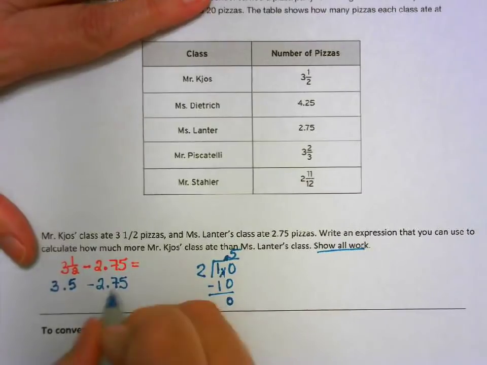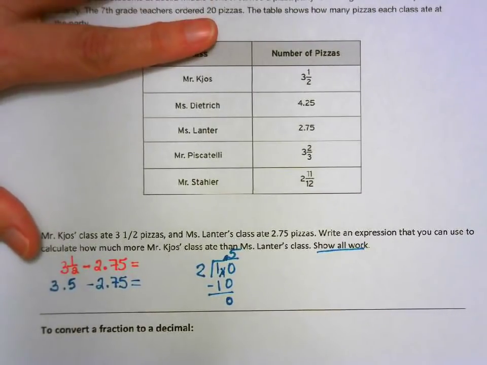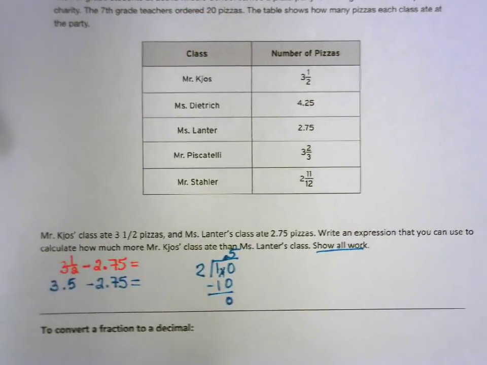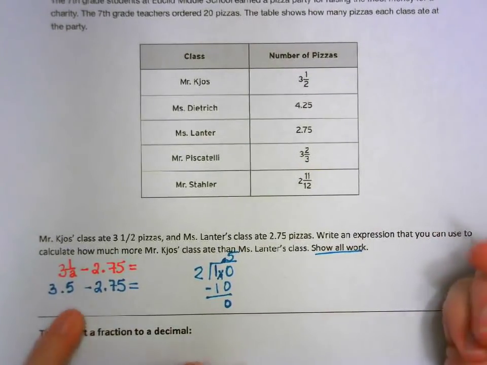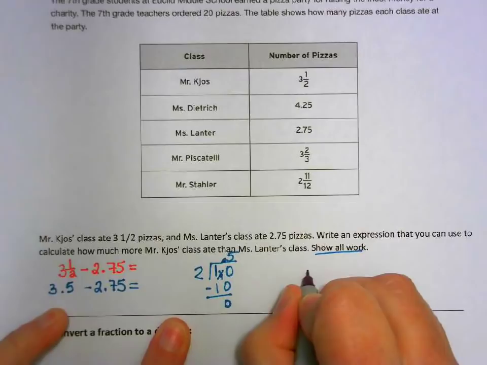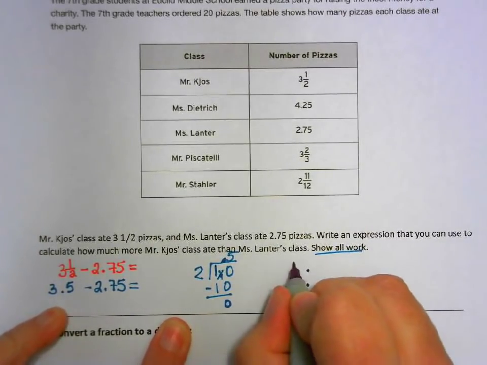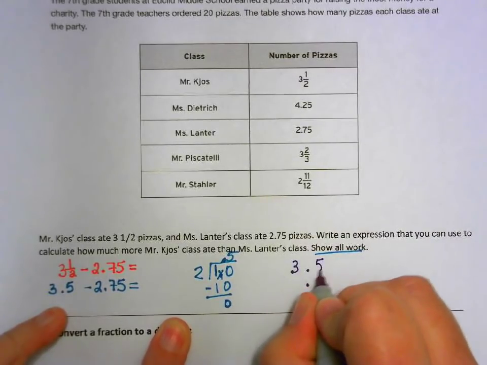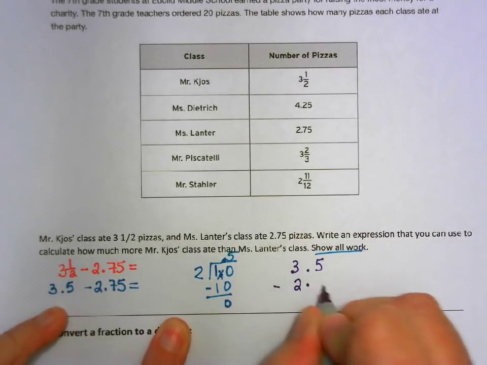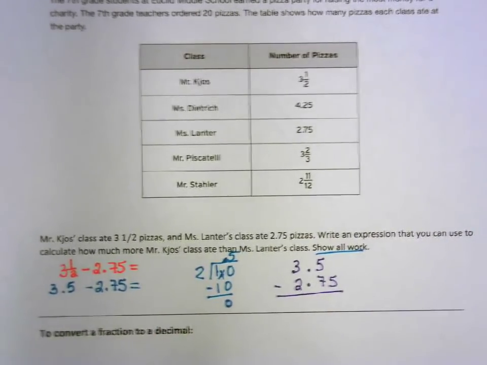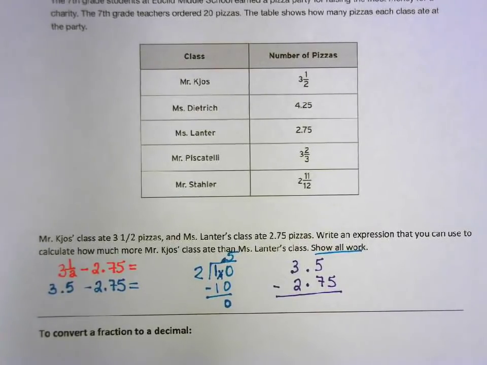But we showed our work. Now we have to do the second part of the problem, because it wasn't just convert, we need to actually do the subtraction. So remember that when we subtract with decimals, we want to line the decimals up. Sometimes I like to use graph paper for this. But I'm going to go ahead and write 3.5 minus 2.75. This is the time to write carefully, slowly, keeping everything nice and neat and orderly.